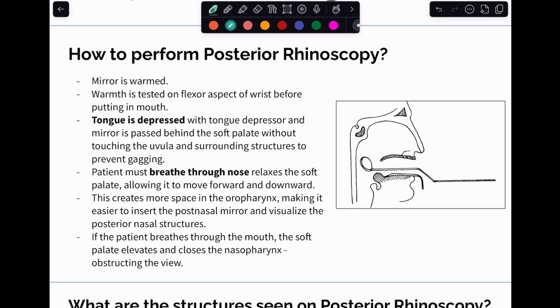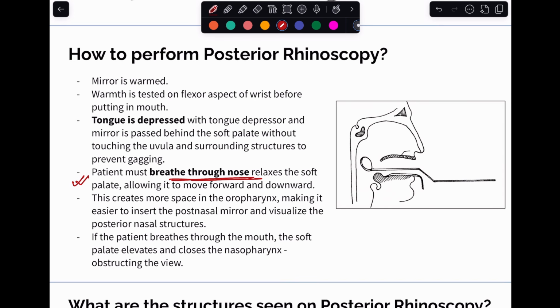Then we will depress the tongue with the help of a Lux tongue depressor, and we'll slowly pass the mirror behind the soft palate without touching the uvula and the surrounding structures. The moment you touch any of these structures, the patient will start gagging. So it's important that you do not touch any of the structures and slowly go behind the soft palate. And a very important instruction that you have to give over here is, you have to ask the patient to breathe through the nose. As the patient breathes through the nose, this will relax the soft palate, giving you more space in the oropharynx to insert your mirror. So the soft palate ends up moving forward and downward as the patient breathes through the nose.